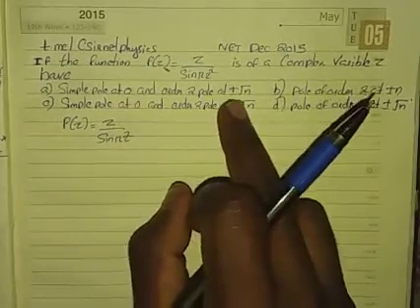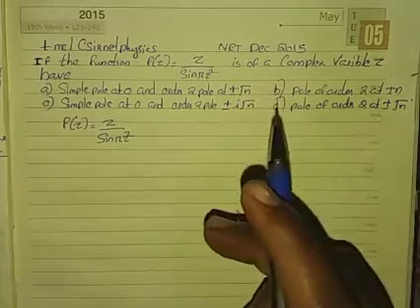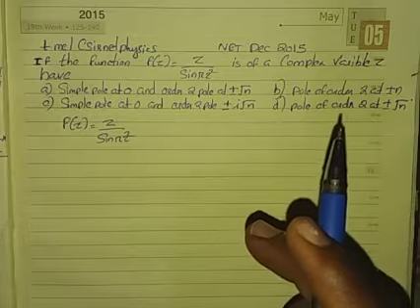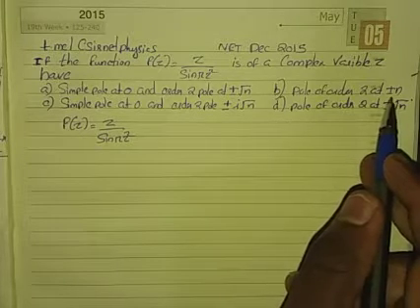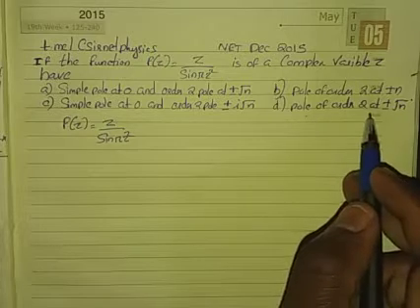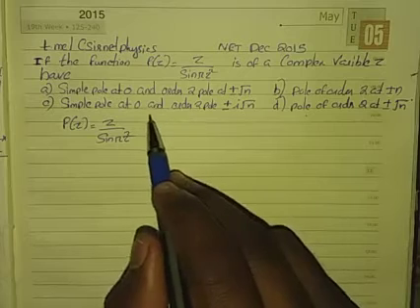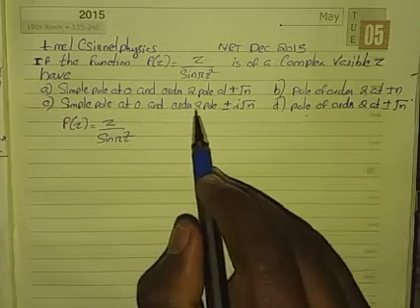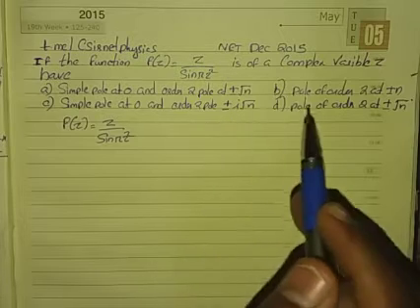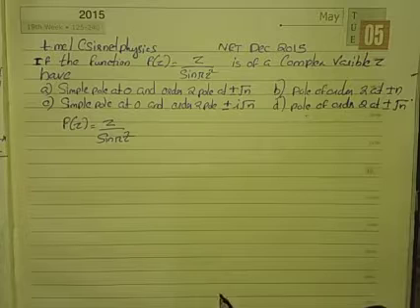The options are: a simple pole at 0 and a second order pole at plus or minus root n; or a simple pole at 0 and a pole of order 2 at plus or minus n; or a pole of order 2 at plus or minus root n, and a simple pole of order 2 at plus or minus i root n. That's the question, and those are the options.